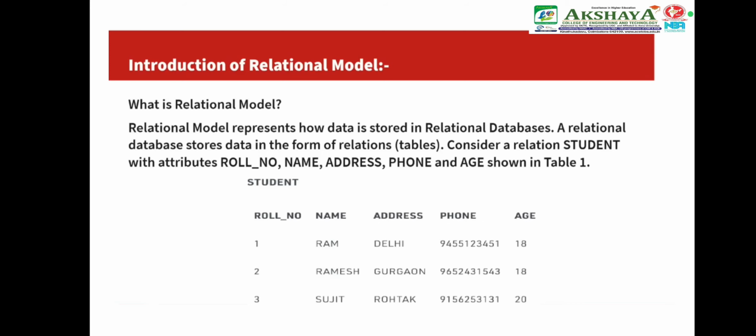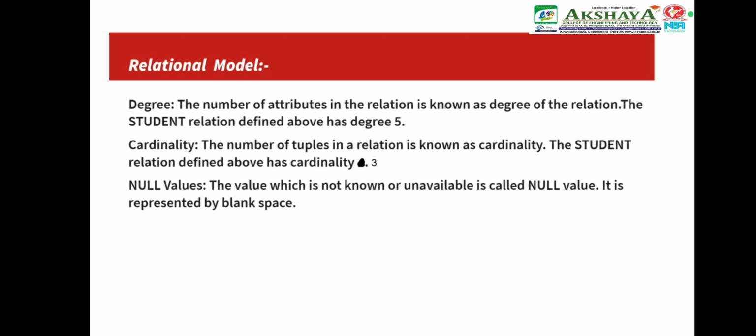What is meant by degree? The number of attributes in the relation is known as the degree of the relation. The student relation defined above has degree 5. Cardinality. The number of tuples in a relation is known as cardinality. The student relation defined above has a cardinality. In table 1, there are 3 cardinality.